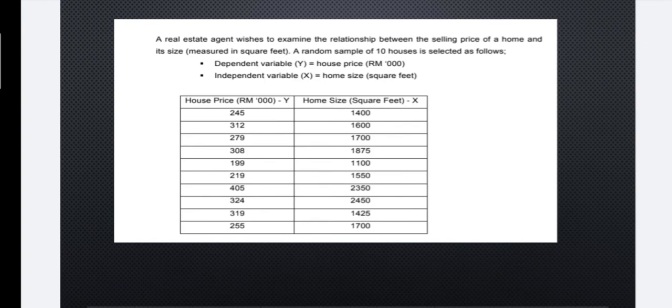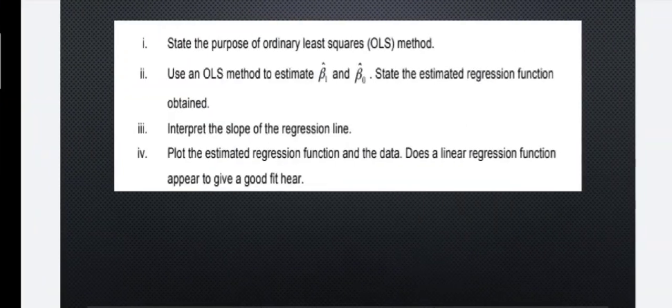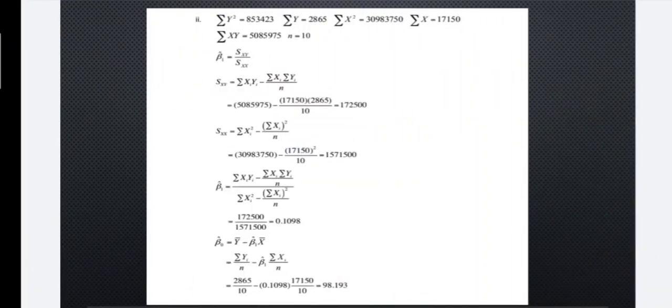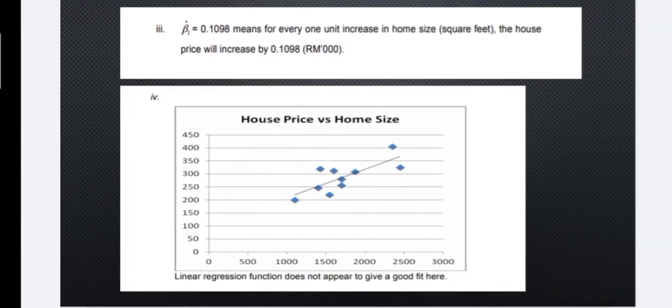Right, in thousand, and the unit for X is square feet. So, how do you interpret the value of 0.1098? It should be, for every 1 unit increase in square feet, the house price will increase. Why increase? Because the value of beta-naught is positive.